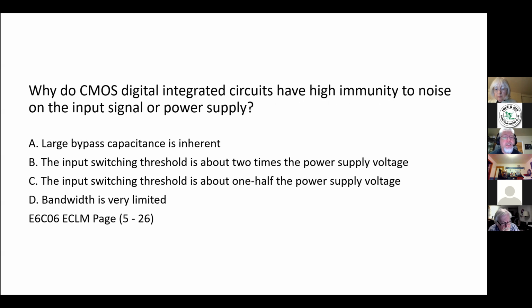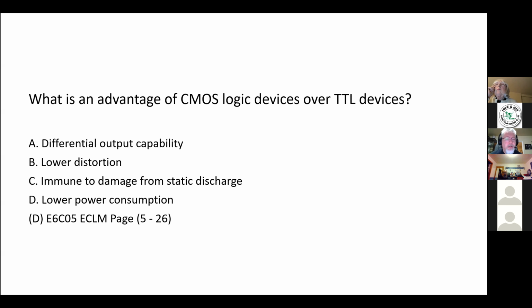Sorry to interrupt you, but that last question, E6C05, was actually at the bottom of 5-25, not 5-26. So if you want to make that change next time. Okay, I'll update that.